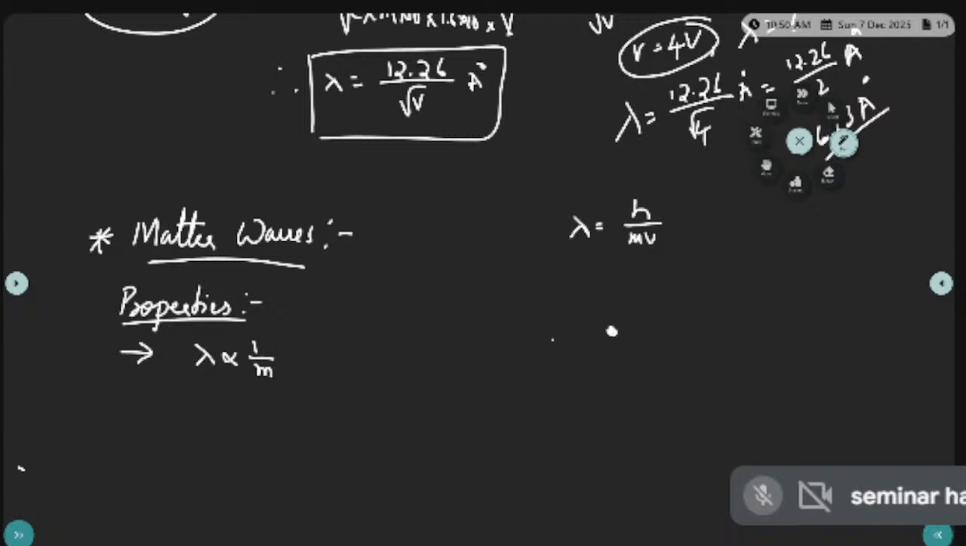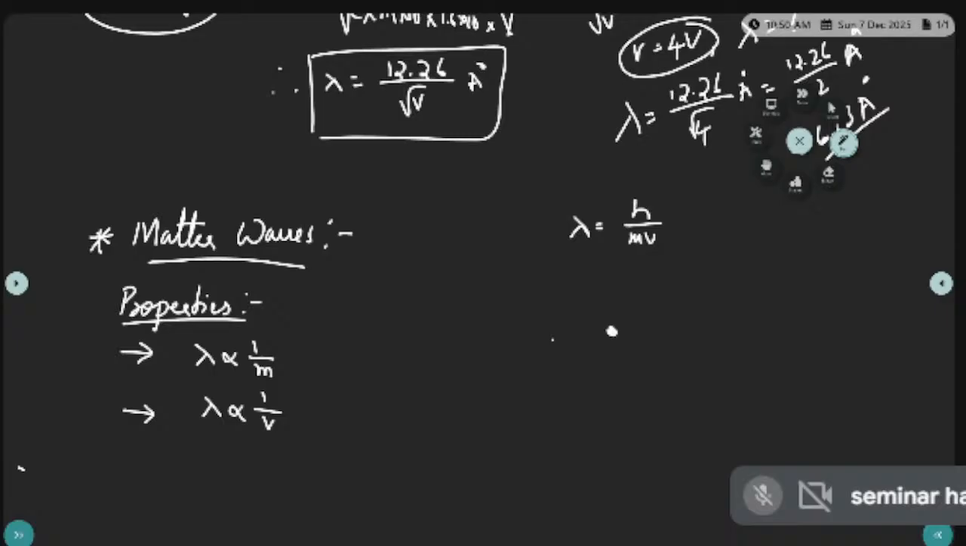Lighter is a particle, greater is the wavelength, of course. Okay, next. Lambda is inversely proportional to... then inverse. What is B? What is lambda?